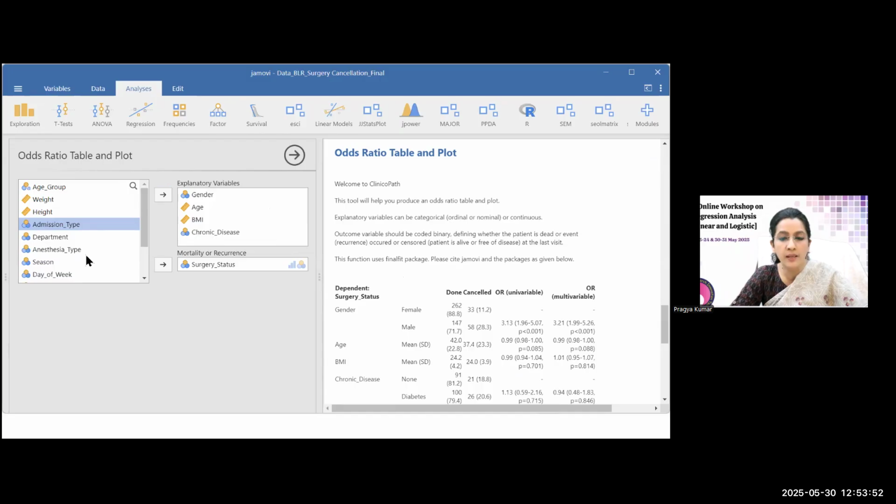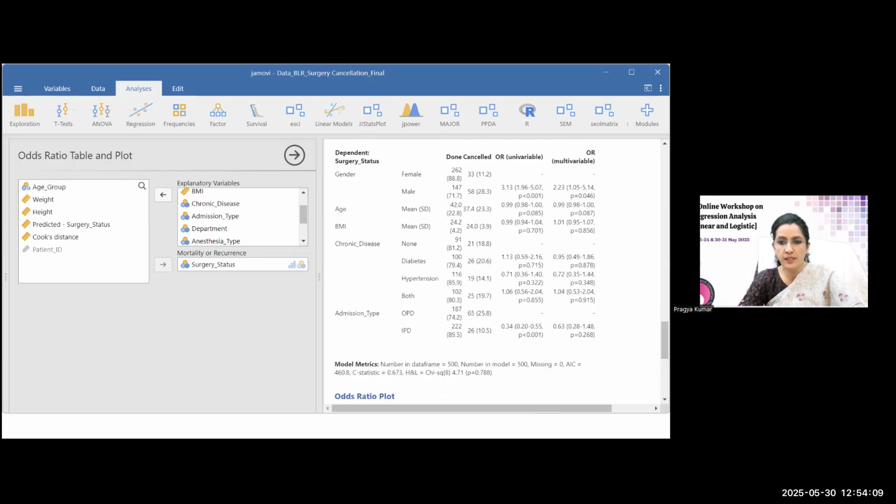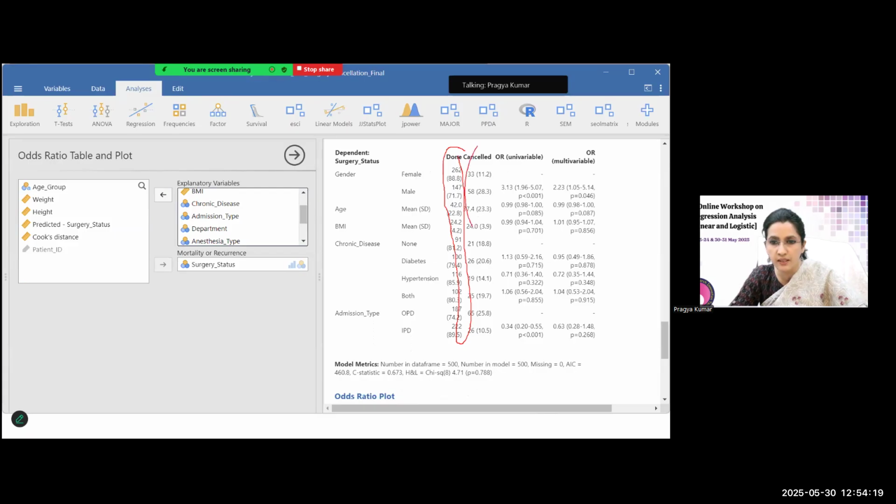That's why you will see in every variable we have this underscore: admission underscore type, anesthesia underscore type. So admission type, anesthesia type, department, season, days of the week, surgery type. We took all the variables. Okay. So this gives you, if you see here, the 2 by 2 table. This is for male and female, surgery done and not done. This is cancelled. And this gives you the univariable odds ratio.